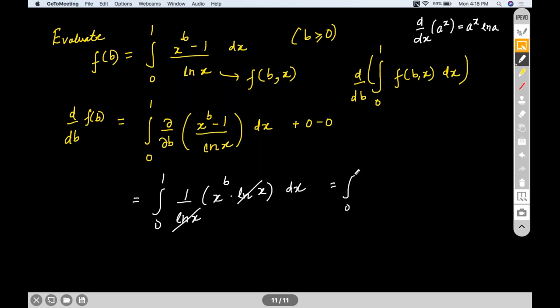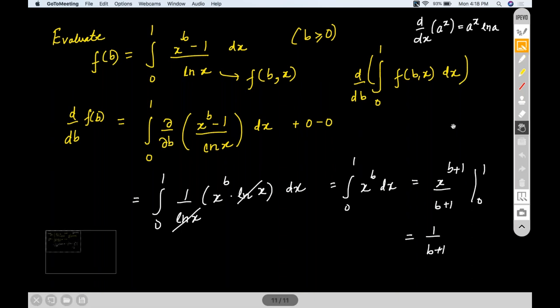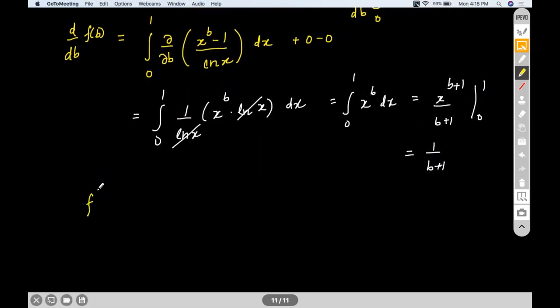Now, cancel this out. It just boils down into the integration of x to the power b, which is nothing but x to the power b plus 1 by b plus 1 according to your power rule of integration. Put your limits, it becomes 1 by b plus 1. Correct? Now, the problem is not over yet. You have found out f dash b, my dear friends. Getting my point. We need to know f of b.